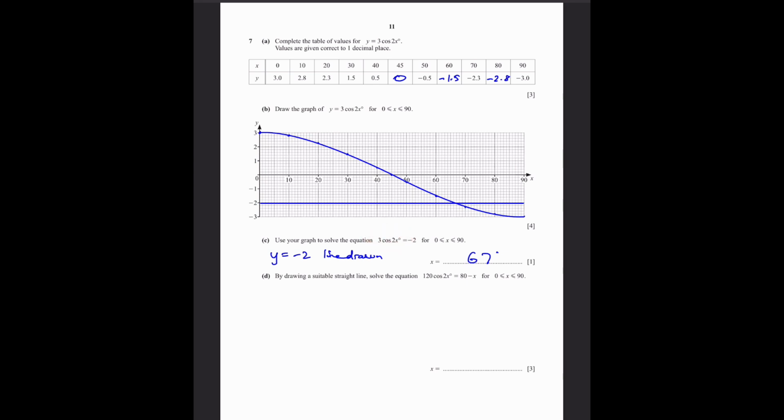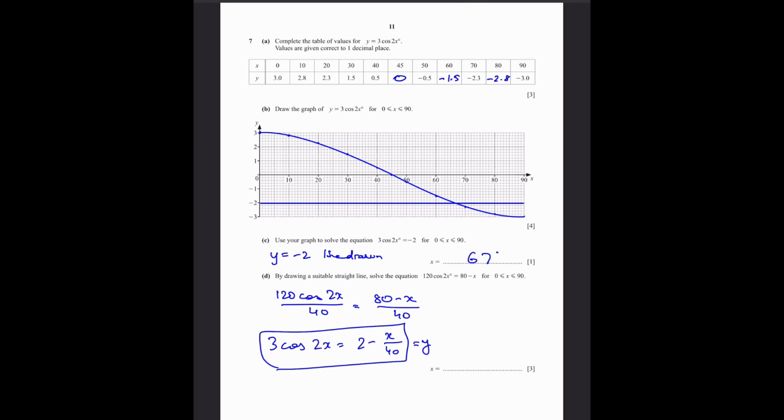So we can write 120 cosine of 2x divided by 40 is equal to 80 minus x divided by 40, by dividing by 40 on both sides. So that means 3 times cosine of 2x is equal to 2 minus x by 40. And now we have it in the form of y equals 3 times cosine 2x. So we can draw this line here.